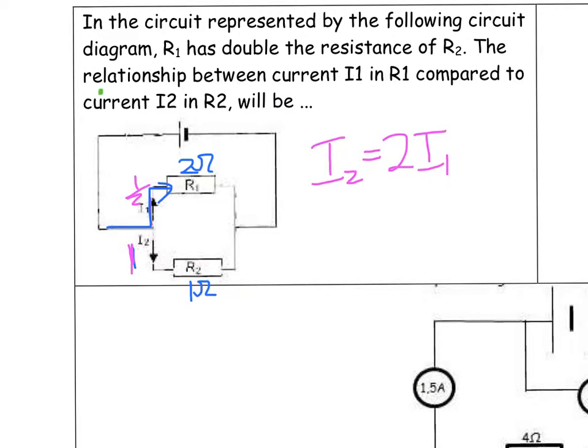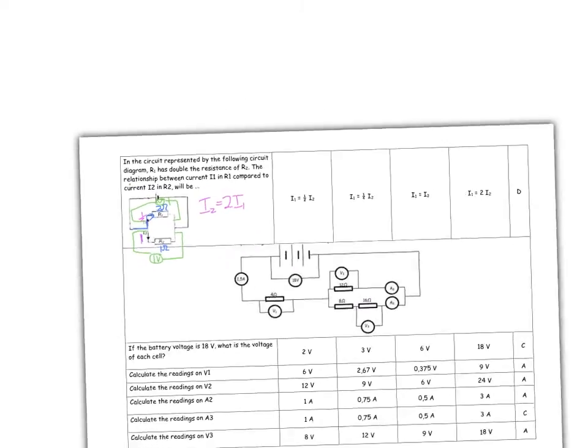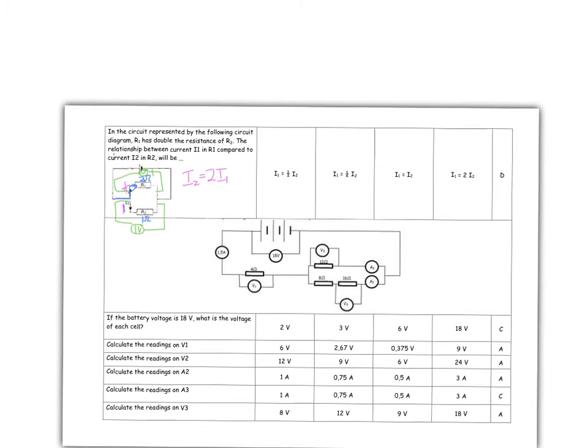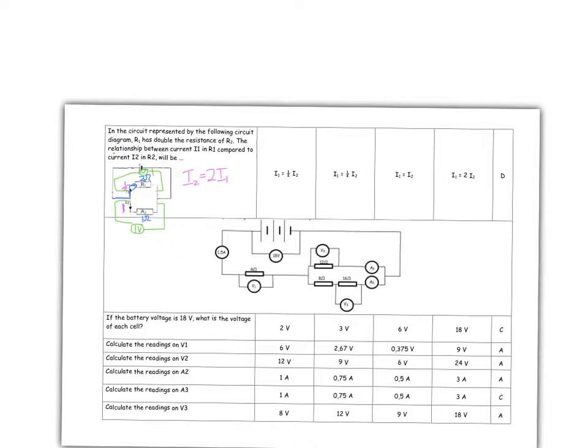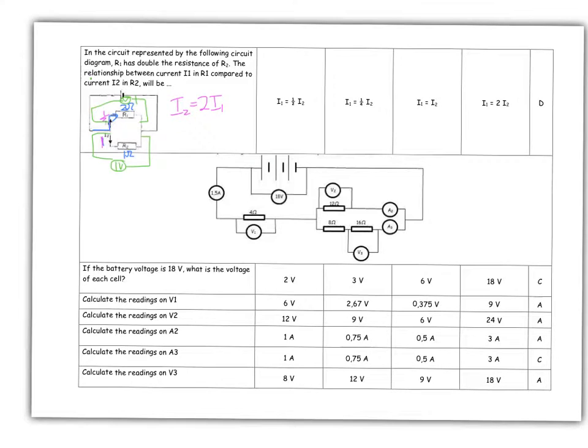How do I know that? Because I need to be able to get a voltmeter reading over here that is exactly equal to a voltmeter reading over there. So half times 2 is 1 volt, and 1 times 1 is also 1 volt. So I am going to have I2 being equal to twice whatever I1 is equal to. What does that mean? That means that actually I1 is half of I2. Which means that my correct answer is actually A. Sorry about that.